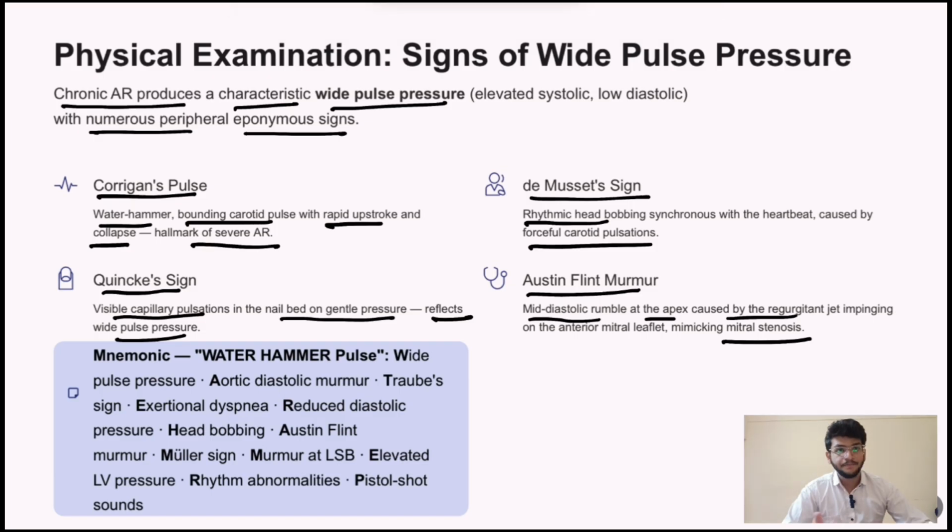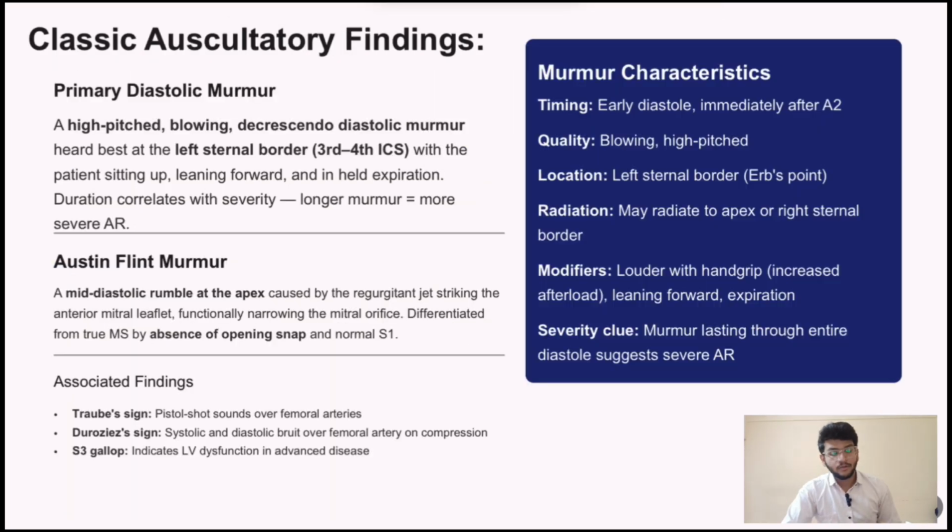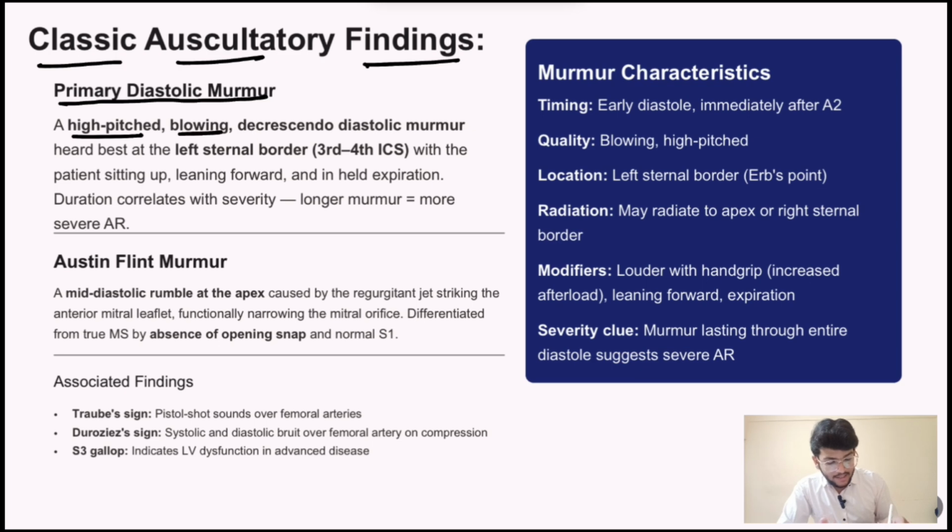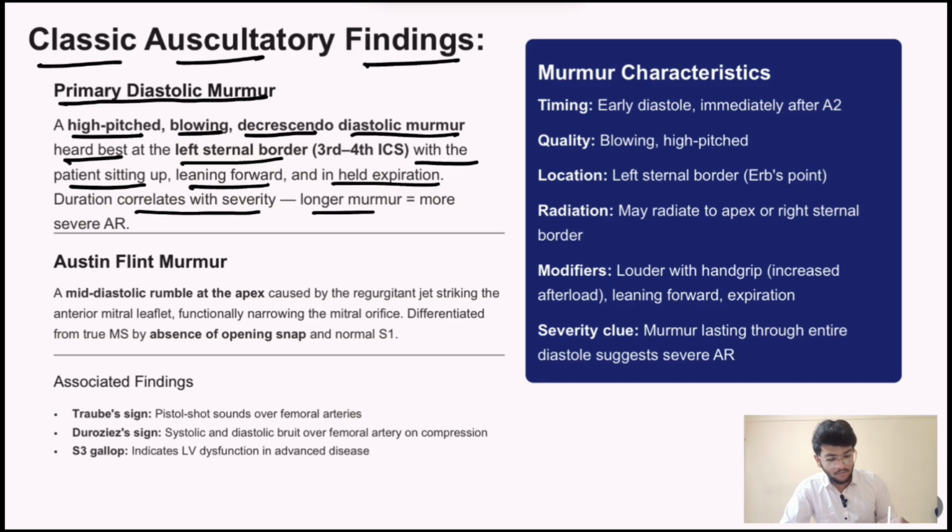On auscultation, now the auscultatory findings of aortic regurgitation, where it is a primary diastolic murmur. It is a high-pitched blowing decrescendo diastolic murmur heard best at the left sternal border with the patient sitting up, leaning forward, and in held expiration. Duration correlates with severity. The longer the murmur, the more severe the aortic regurgitation. As much as the longer murmur is heard, that is the severity of the aortic regurgitation.